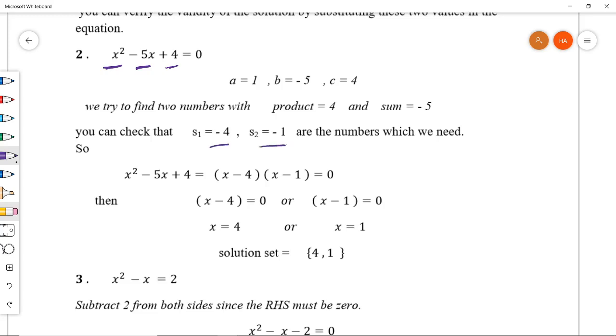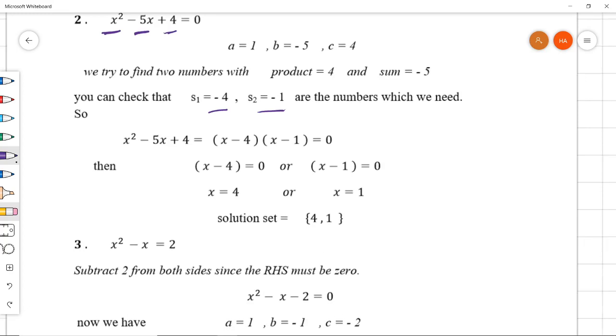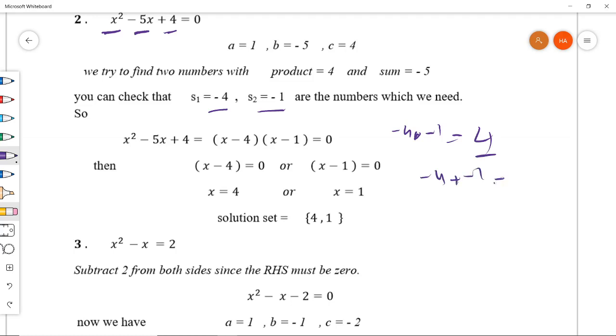Negative 4 times negative 1 equals 4. It is the same as c. 4 is c. And negative 4 plus negative 1 equals negative 5, which is the same as b here. So we can factor this equation into two brackets. The first is x minus 4, the second x minus 1.